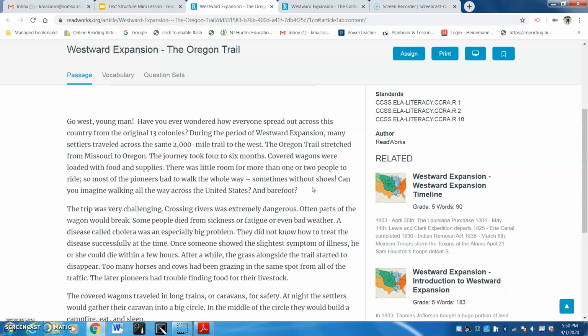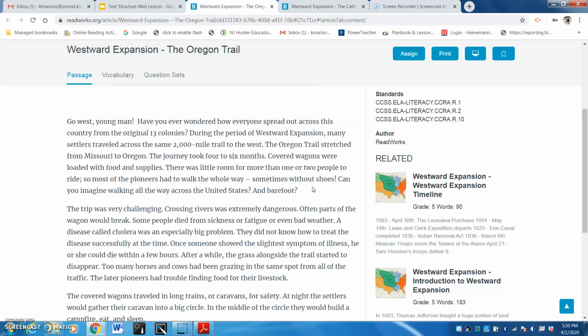Let's move on to see if that idea continues. The trip was very challenging. Crossing rivers was extremely dangerous. Often parts of the wagon would break. Some people died from sickness or fatigue or even bad weather. A disease called cholera was an especially big problem. They did not know how to treat the disease successfully at the time. Once someone showed the slightest symptom of illness, he or she could die within a few hours.